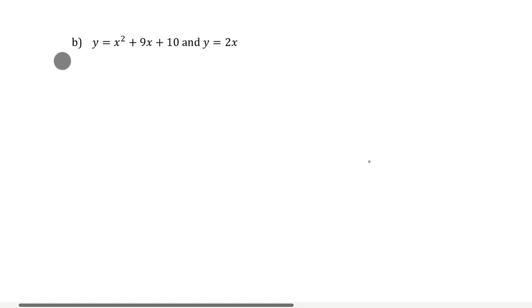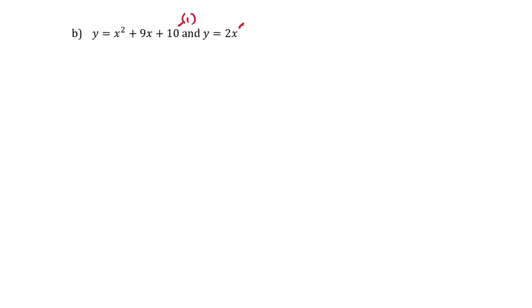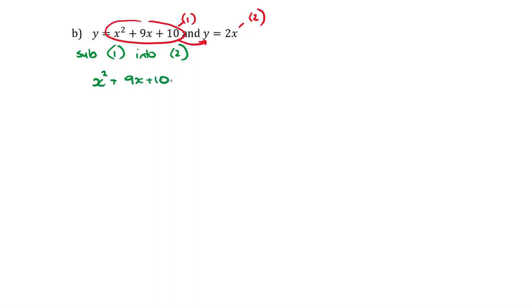Let's try another one. Question B, y is equal to x squared plus 9x plus 10. That will be equation number 1. And y is equal to 2x is equation number 2. Okay, so I'm ready to do a substitution. I'm going to sub equation 1 into equation 2. So all of this is going to replace the y in that equation, which will give x squared plus 9x plus 10 equals 2x. Then let's move everything to the left.